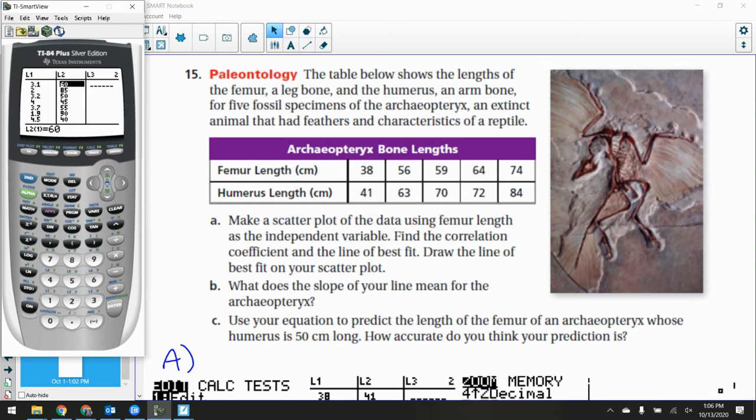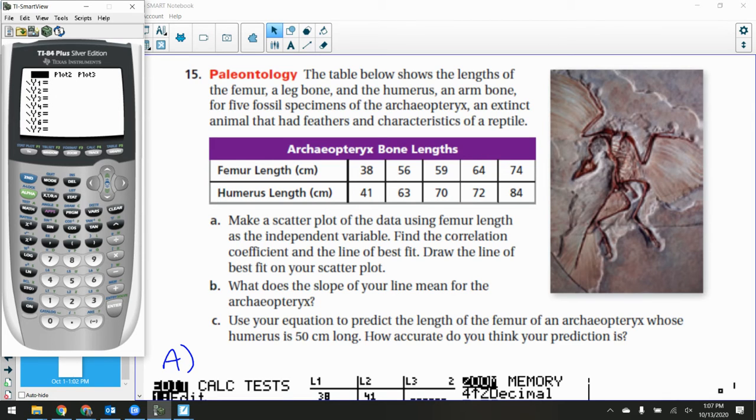So I'm going to go stat edit, and I'm going to clear out my lists. And let's plug in 38, 56, 59, 74, 41, 63, 70, 72, and 84. Okay. Looks like I've got 5 pieces of data, 38, 56, 59, 64, 74, 41, 63, 70, 72, 84. Good. Plugged in all correct. Let's go ahead and make my scatter plot.